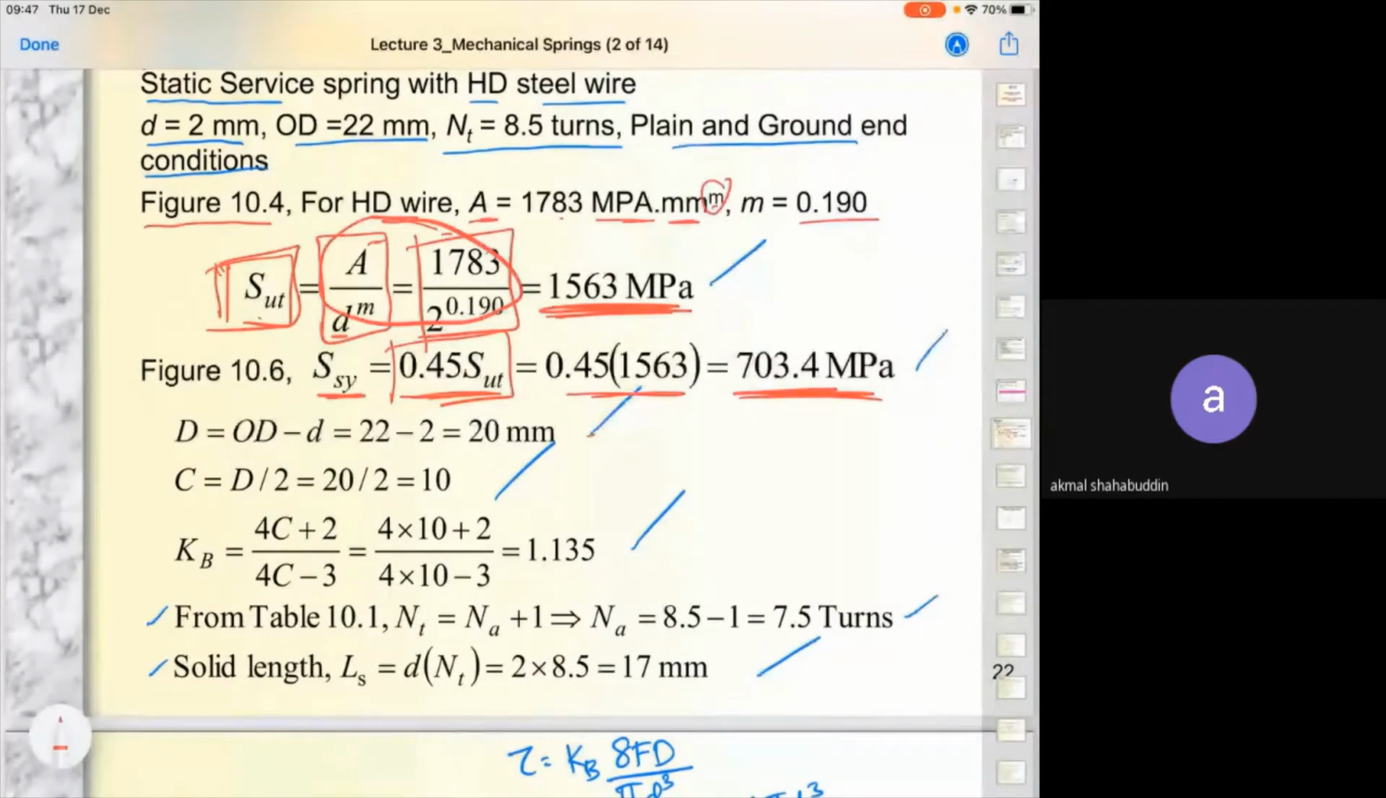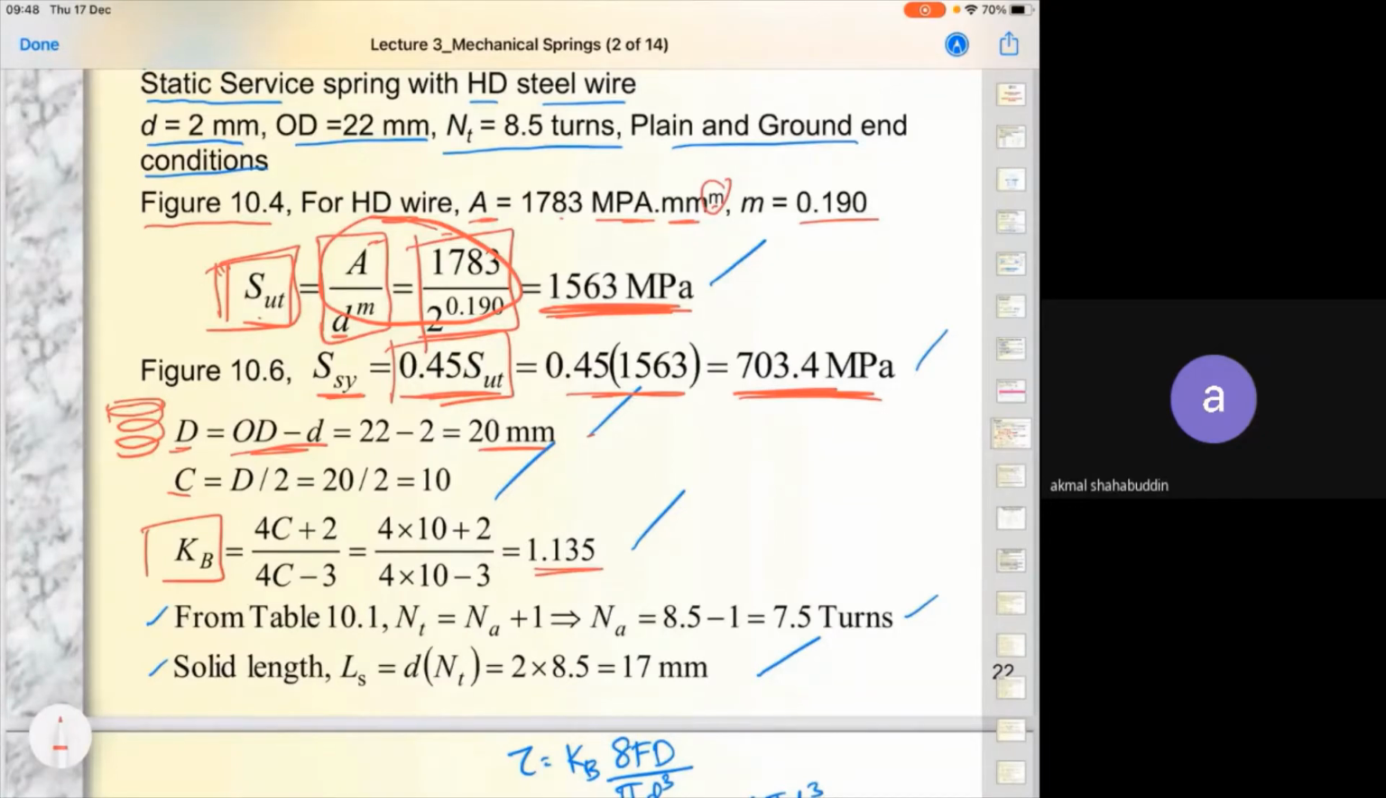Okay, alright, we continue. And then diameter D yang besar ni apa benda? Outer diameter tadi yang overall kan. D ni adalah in between, kalau contohnya macam ni spring kita. So D ni adalah mean daripada dua-duanya kan, tengah-tengah antara coil tu. Dan you akan dapatlah outer diameter minus d, and you get 20 mm. C adalah apa? Spring index, D divided by d, you get 10. KB ni adalah correction factor kan tadi kepada spring index. Then you get 1.135.